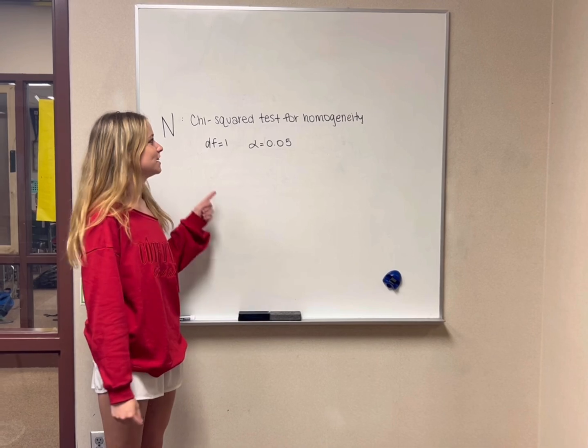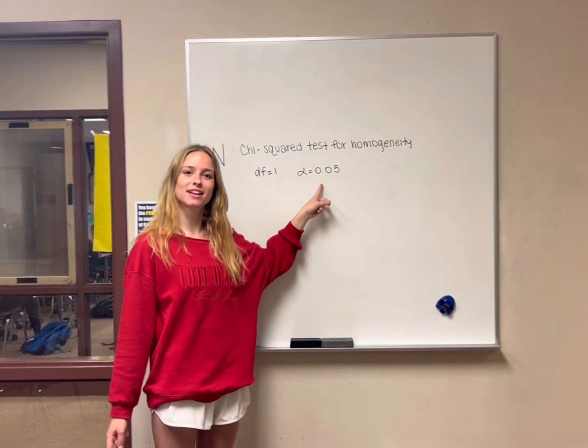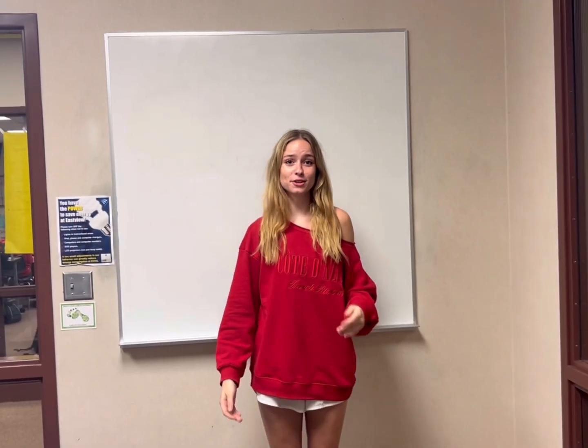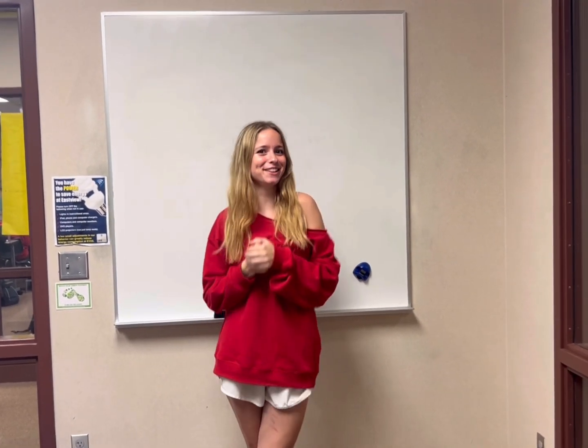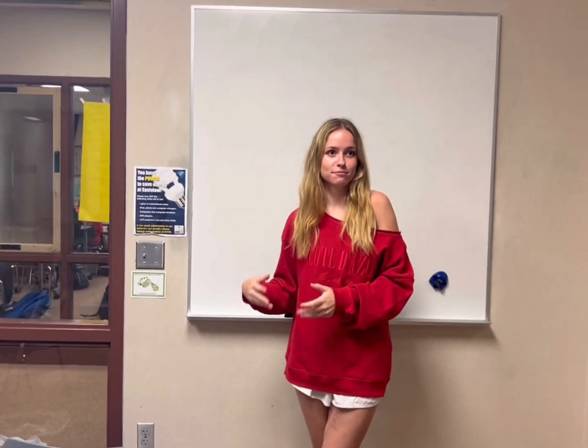Okay, our test was the chi-squared test for homogeneity with degrees of freedom as 1, and then our significance level as 0.05. Okay, so with our p-value of 0.49, Maddie and I were a little confused because we didn't expect it to be that high. And so we figured our lurking variables may have had something to do with that.